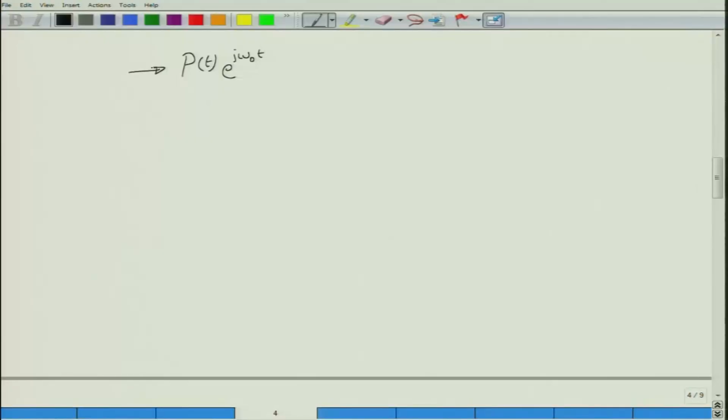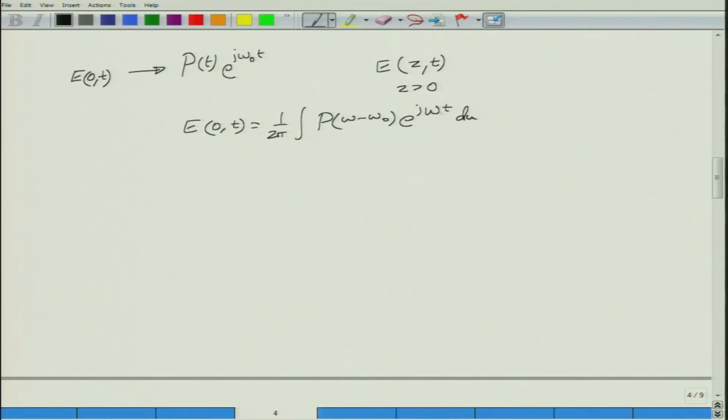So, if this, with some constant E0 in case you want, is the electric field of the mode at z equal to 0, I am concerned with finding the expression for the electric field, or what will happen to this electric field at some z where z is greater than 0. Okay. I can do so by first looking at E of 0 comma t as an inverse Fourier transform, right. So, I can think of this as the inverse Fourier transform of some p of omega, or you can think of this as p of omega minus omega 0, e to the power j omega t, d omega, right.